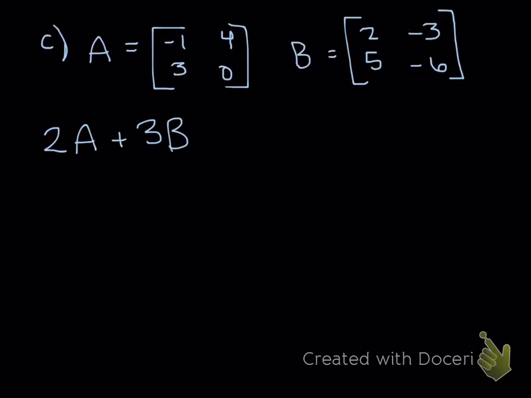So here they want you to scale the matrix A by the value of 2. They want you to scale matrix B by the value of 3, and they want you to add those results together. This is not matrix multiplication. Matrix multiplication is different. This is just simply scaling by a value.